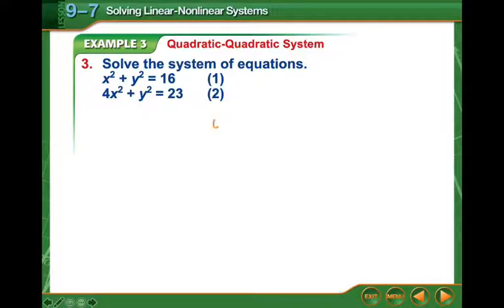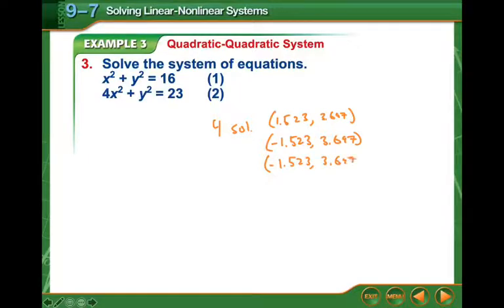So we have 4 solutions. First one is at the positives, 1.523, 3.697. Then there's one in quadrant 2 where x is negative and y is positive. And there's one where they're both negative, sorry. Already got the positive one. And then there's one where the y is negative. Jeez, I can't say things right now. And there's our 4 solutions.